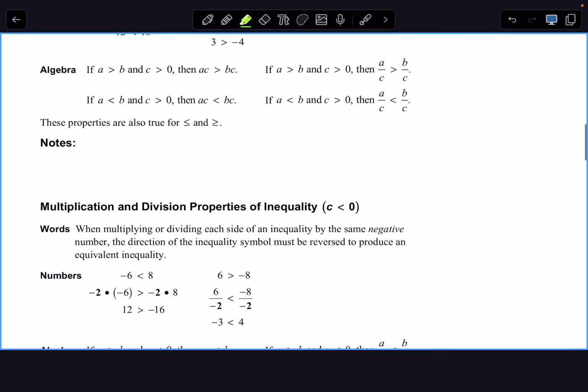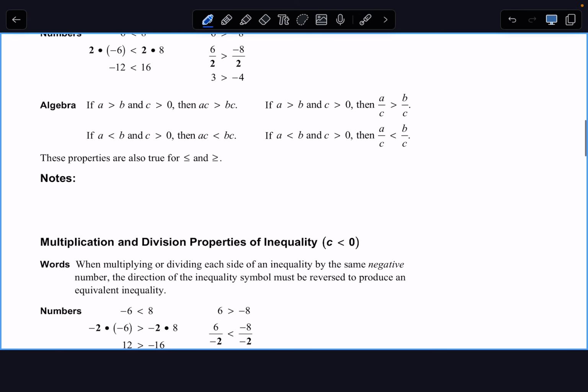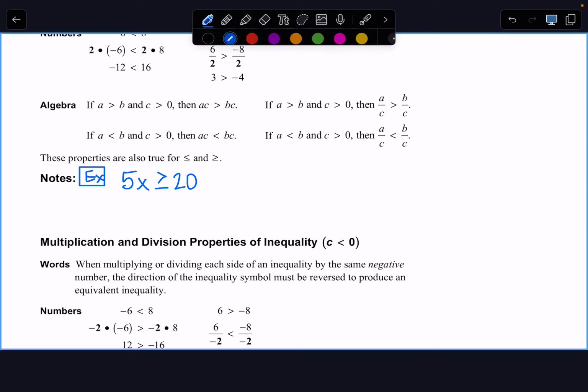Okay? So, down here in the notes, I want you to write down these examples. If we have 5x is greater than or equal to 20, well, then in order to get x by itself, we would have to divide by that positive 5, and it would be totally fine to write that x is greater than or equal to 4.